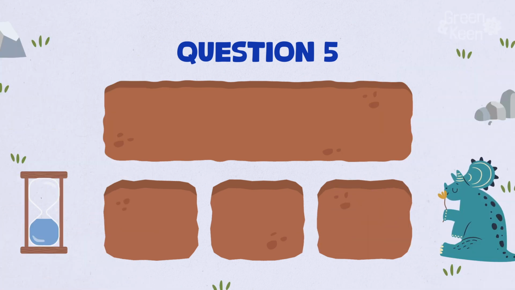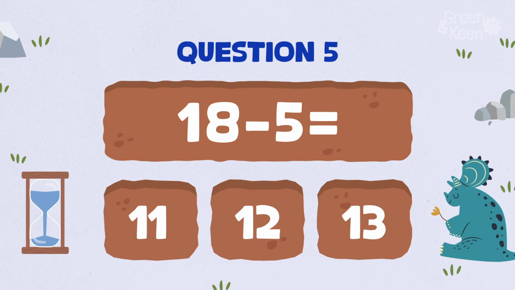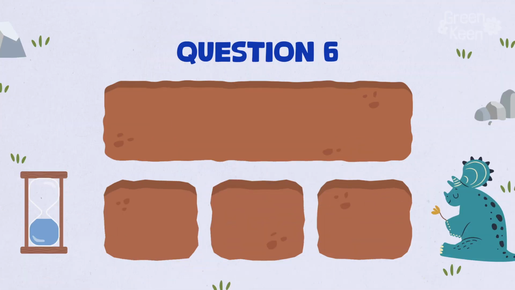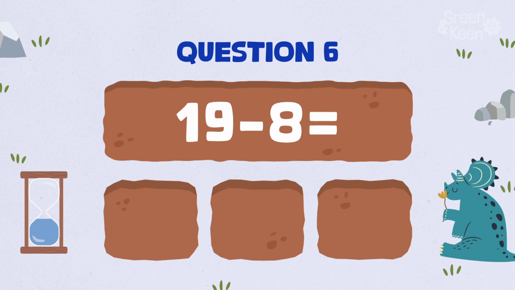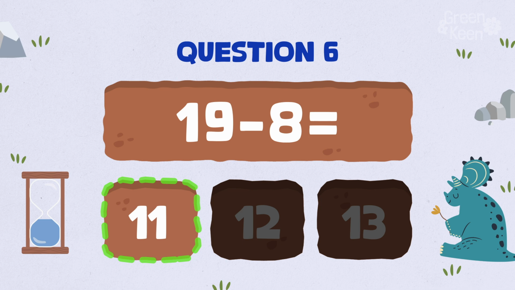Question number 5. 18 minus 5 equals... The answer is 13. Question number 6. 19 minus 8 equals... The answer is 11.